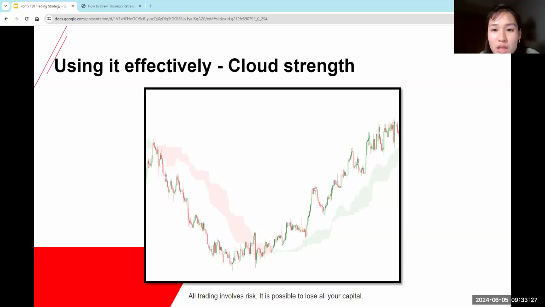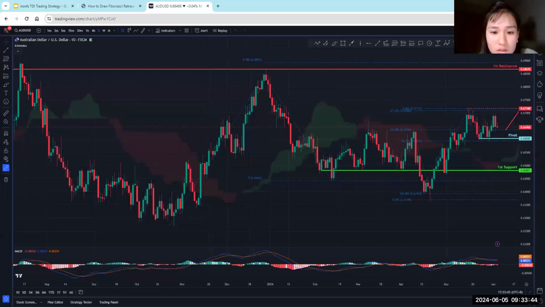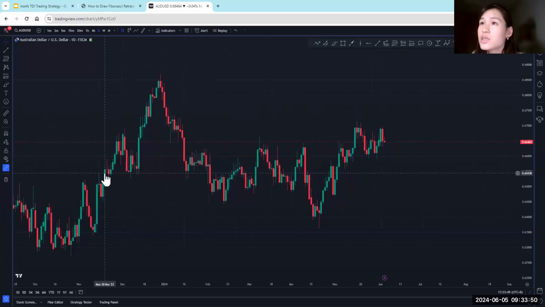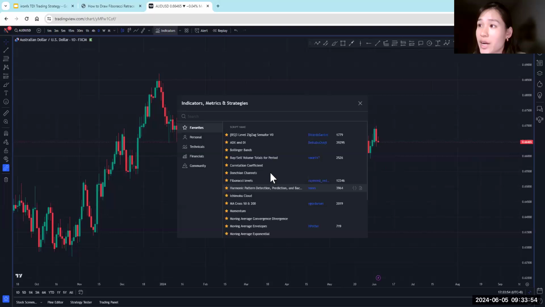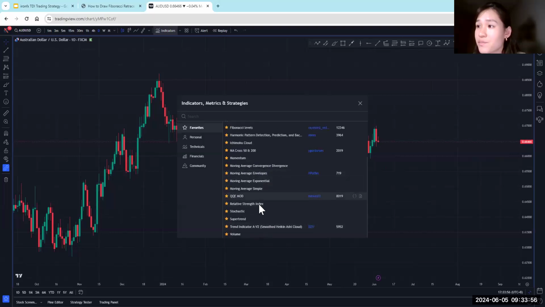Okay, let me just pull out my charts now. Someone asked what our parameters are, right? Okay, so let's just look at Aussie dollar since I have it out now. Let's look at RSI first.